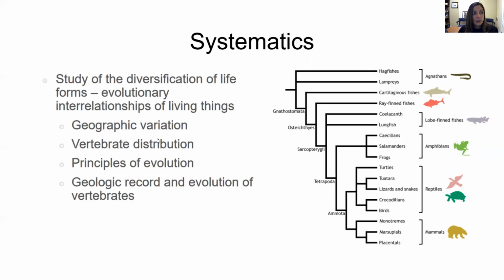And it looks at geographic variation. So sometimes you'll have one species and it's the same species, but in different places, it might look different, be a different size. Or it could be that means there's 2 different species. So systematics looks into that, looks into distributions. It factors in principles of evolution, which we'll talk about in just a minute. Also looks at the geologic record, looking at fossils to try to understand evolution and the relationships.